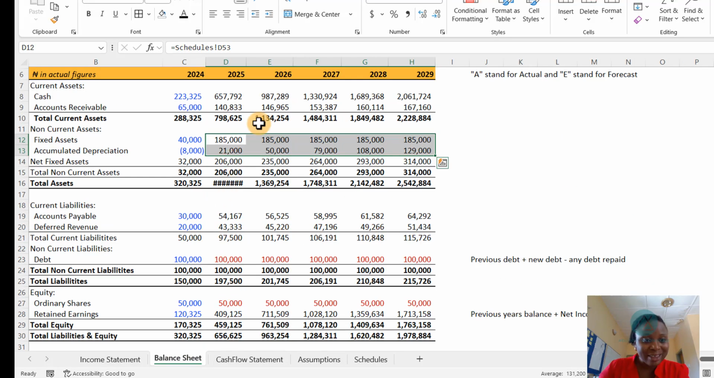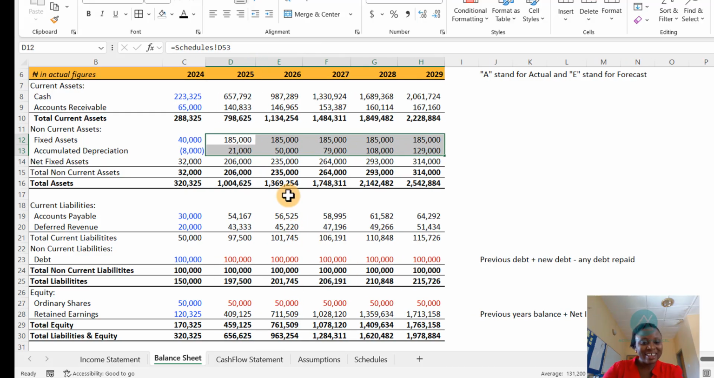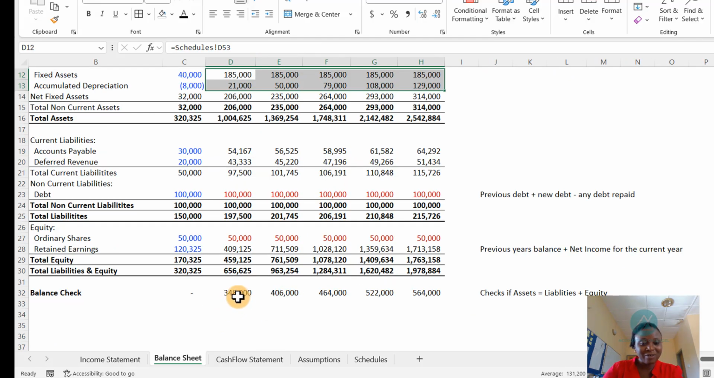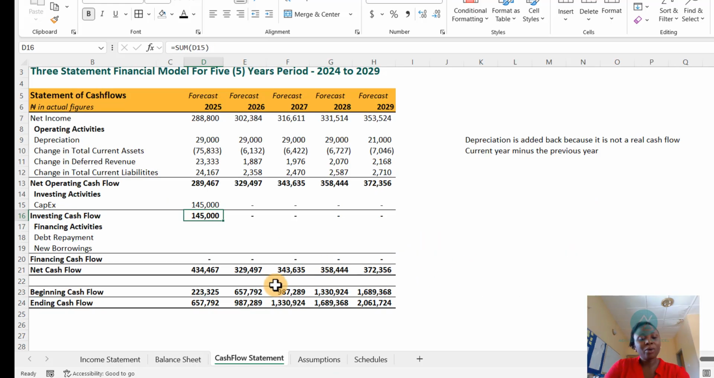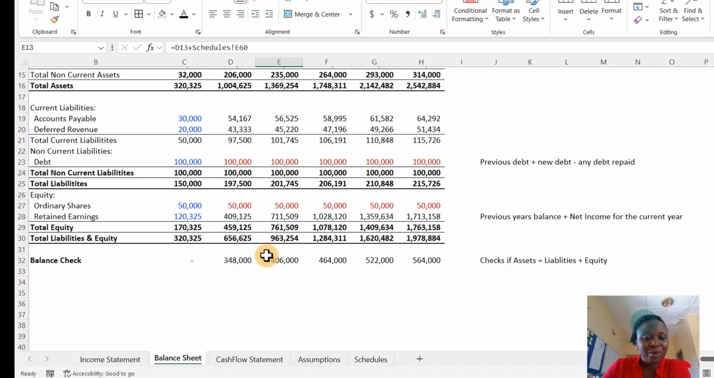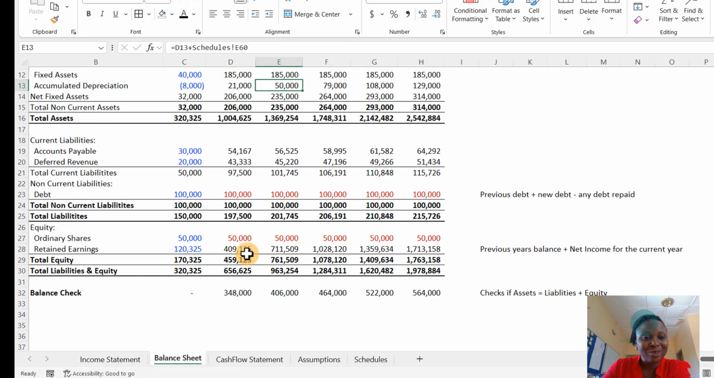Oh, it did not balance. So what's the problem? Let's look at it. So we still have 348, 408, 464, 522, and 564. Right. Okay, so what's happening? Let's look at our balance sheet as I stated. So we still have our balance not balancing, right? Something is wrong.